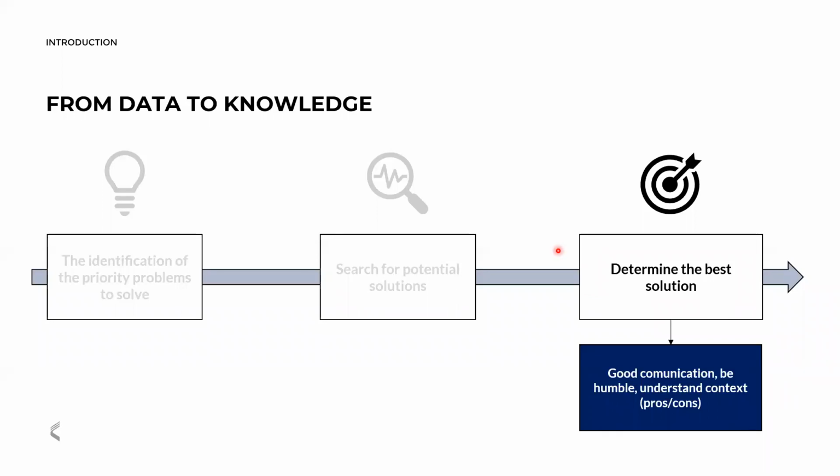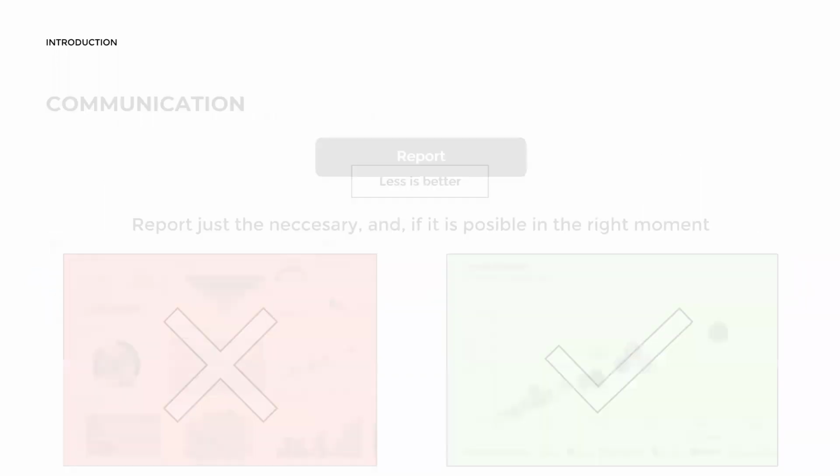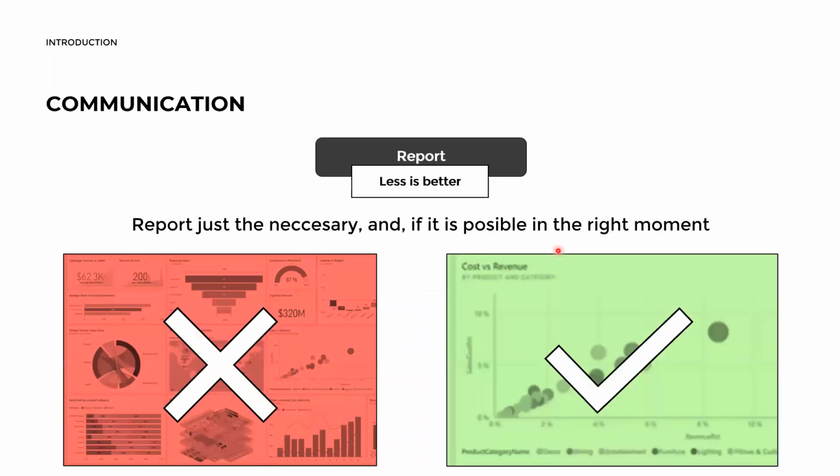And in this part, I think it's very important to have good communication, understand the context, and speak the same language as the person we are reporting to. Sometimes we are reporting something to the coach and he's not understanding us because we are using a graph that he has never seen before, or we are using specific language that coaches don't understand. So my advice is that less is better.